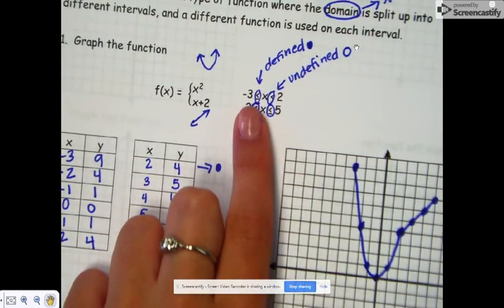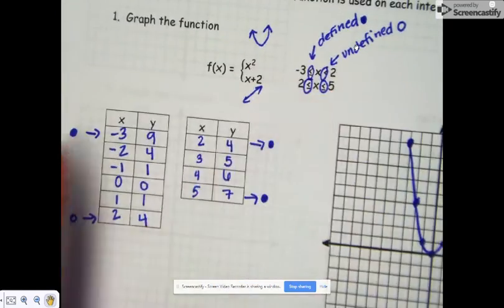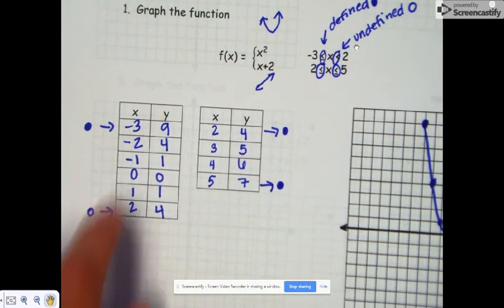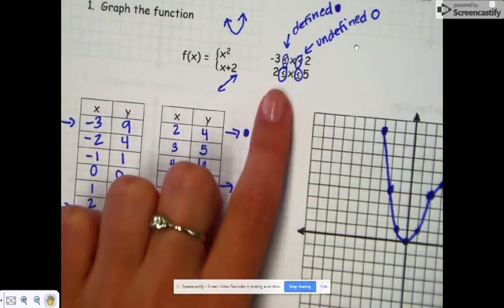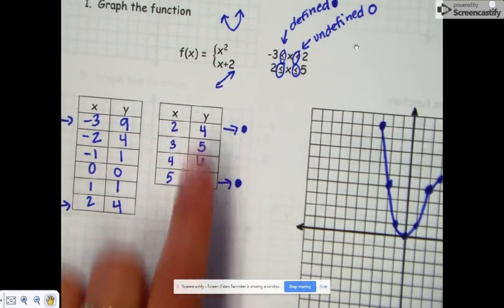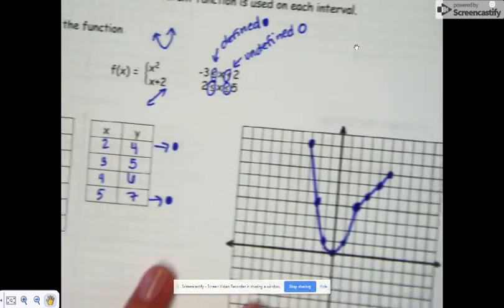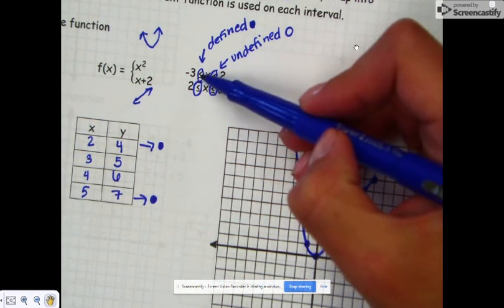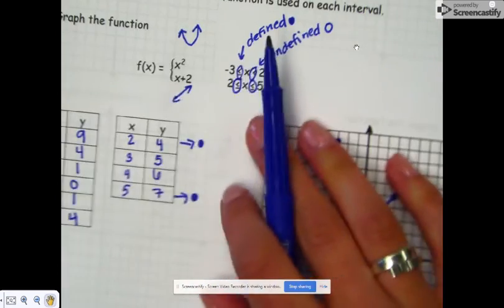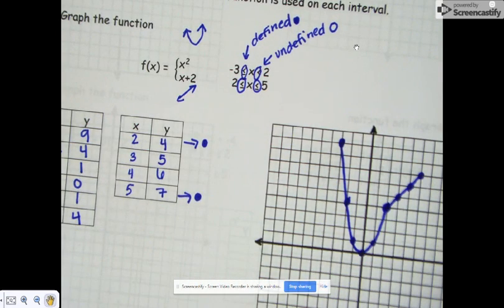So for this function, it wanted us to use -3 to 2. So I filled in my x values, -3 to 2, and only filled in my y values for those x values. And then for this one, it wanted me to do 2 to 5, so I did 2 to 5 and only filled the y values in for there. Then I plotted. Some things you need to be careful of is if these are equal to or if they're open, that's going to determine if you need to leave the points open or closed.